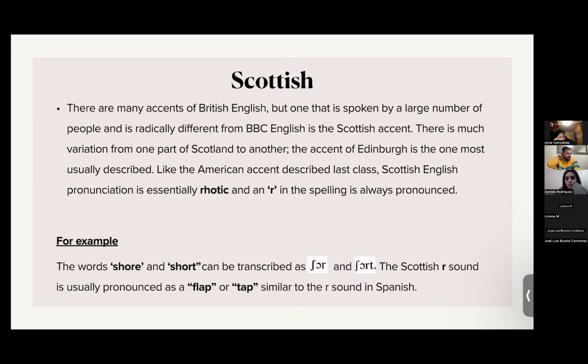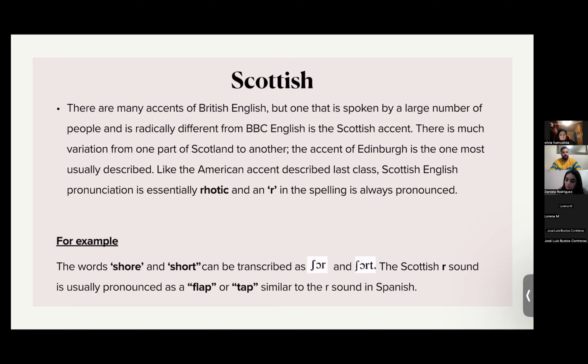Also, it's important to understand that there is much variation from one part of Scotland to another. Scotland is not a very big area. However, there are a lot of differences in the different areas of Scotland.